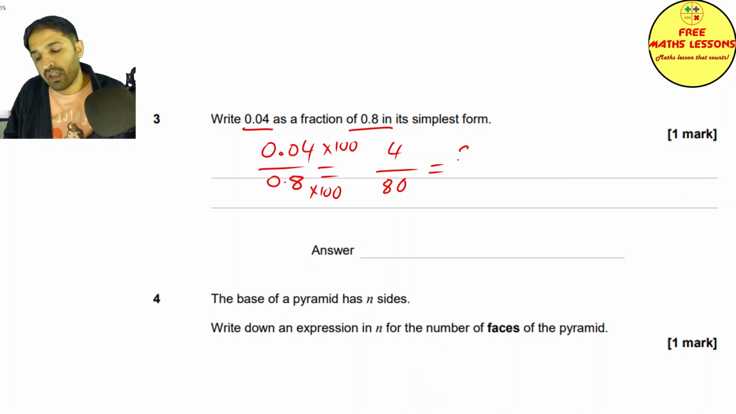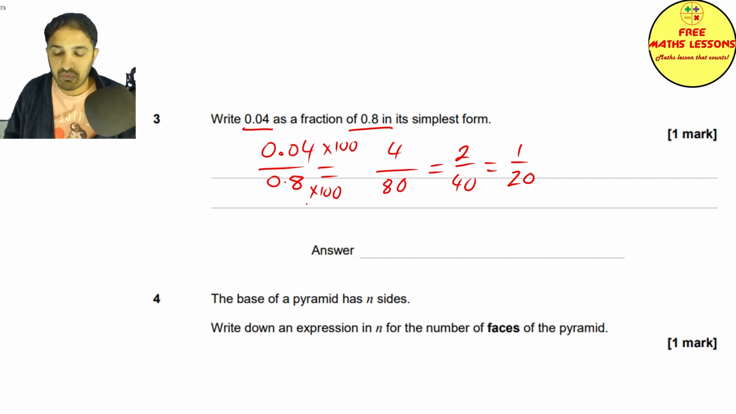Okay, you can say it's going to be 2 out of 40, and that would be the same as 1 out of 20. Okay, and that's the simplest form. That's it. 0.04 as a fraction of 0.8 is 1 out of 20. Okay, 1 over 20. The next question is saying the base of a pyramid has n sides.